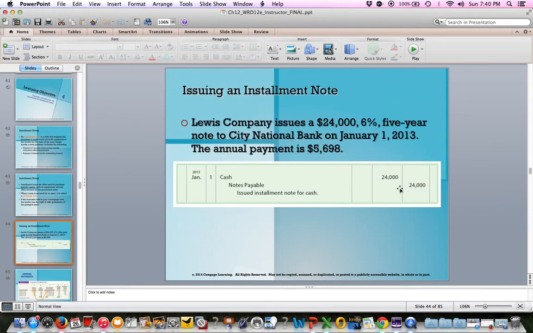Lewis Company issues a $24,000 6% 5-year note to City National Bank. Annual payment is $5,698. So we basically borrow money and we debit cash for 24,000. We credit note payable for 24,000. It says issued installment note for cash.